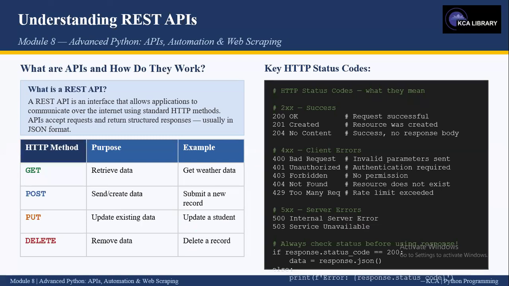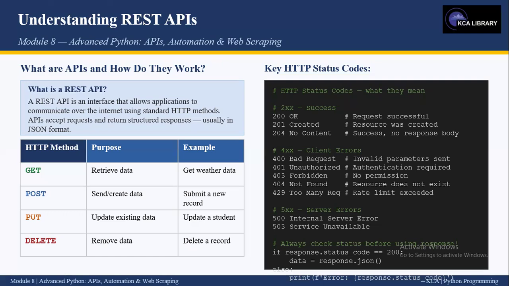Understanding REST APIs. A REST API, which stands for Representational State Transfer Application Programming Interface, is an interface that allows applications to communicate over the internet using standard HTTP methods. APIs accept requests and return structured responses, usually in JSON format. There are 4 primary HTTP methods. GET is used to retrieve data, for example fetching weather information. POST is used to send or create data, such as submitting a new student record. PUT is used to update existing data, and DELETE is used to remove a resource.